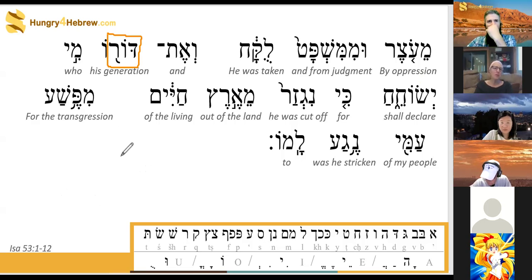Let's see. I guess we could look to other Semitic languages and see if they have this word. There are other Semitic languages that still duplicate resh and ayin, and they have no problem with that, but Hebrew does. What if it was originally this right here?